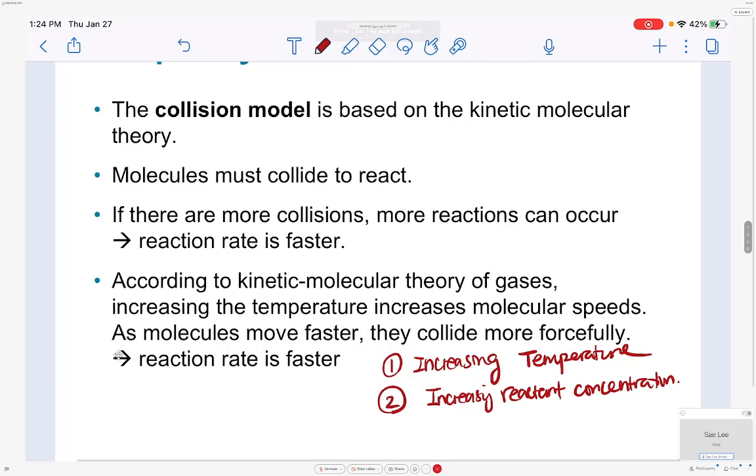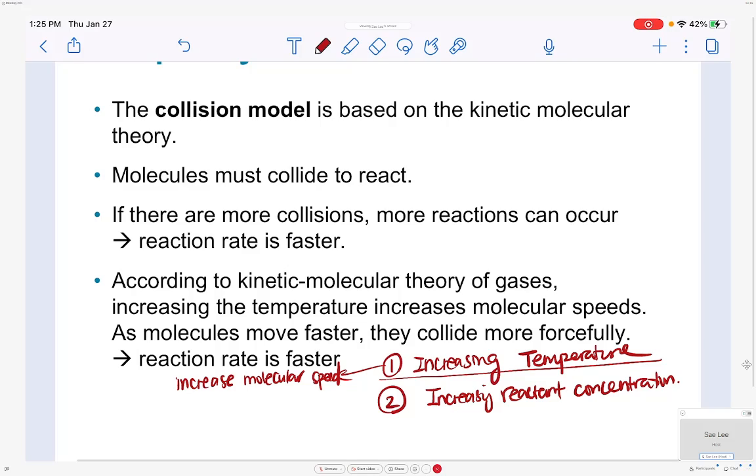So for increasing temperature, according to the kinetic molecular theory of gases, increasing the temperature increases the molecular speed. Therefore, if the molecule is moving way faster, it will collide more frequently. Because of the higher frequency of collision, there is more reaction.